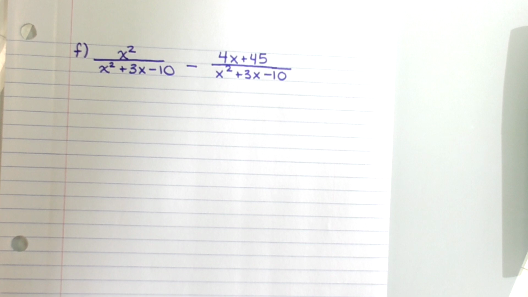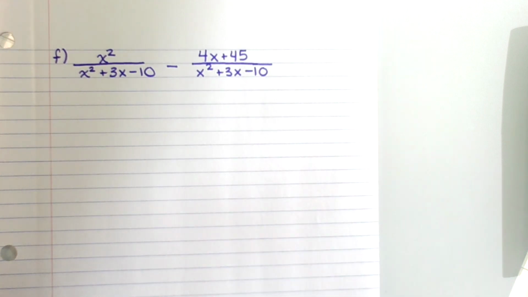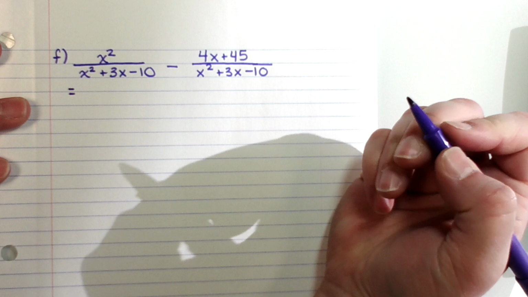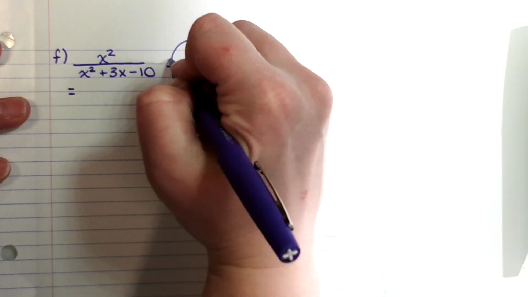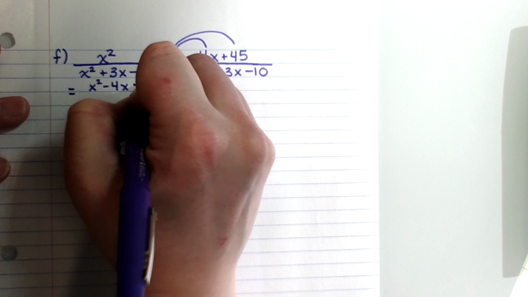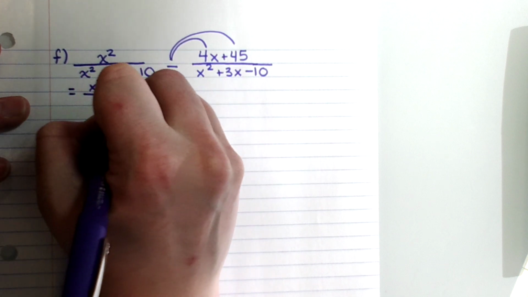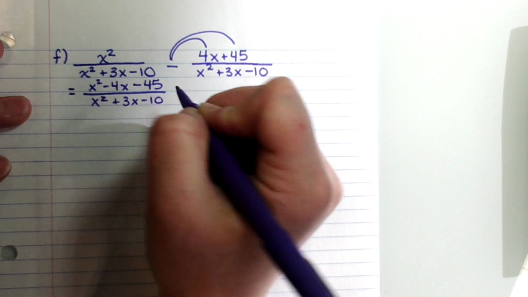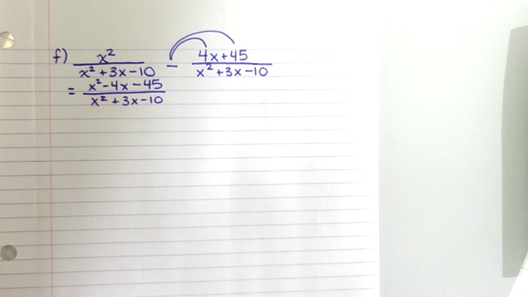What do you notice about this one first? They have a common denominator, which means I can straight up subtract. While I subtract, I need to make sure to do what with it? Distribute that negative. X squared minus 4x minus 45 all over the common denominator. Combine like terms if possible. Are there any?